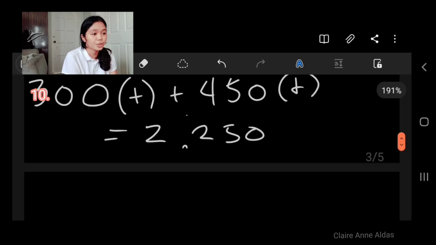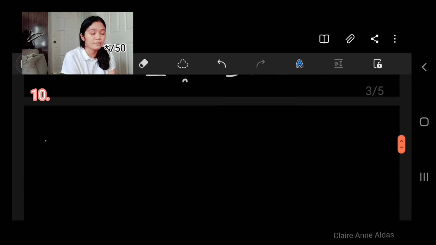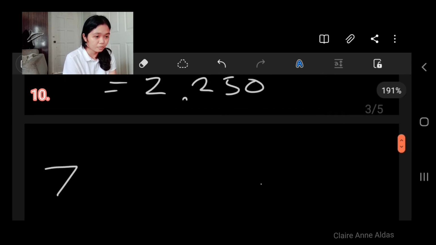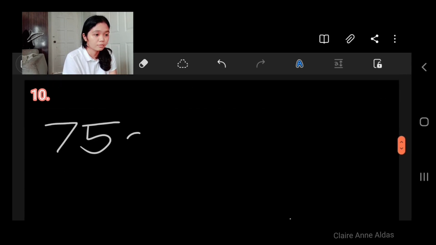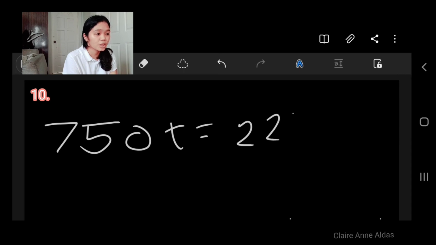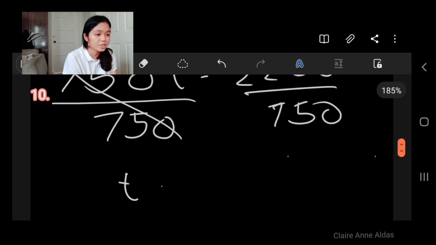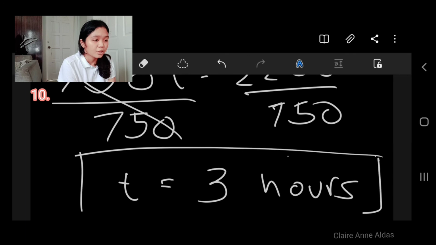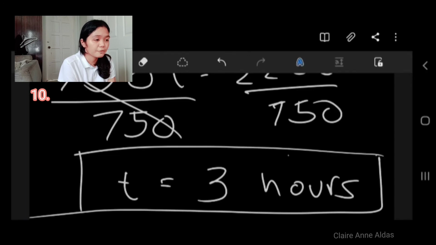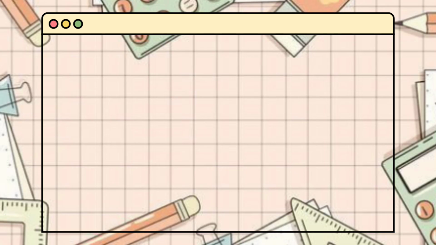300t plus 450t equals 750t equals 2,250. Divide both by 750 to get the time. Cancel 750, so the time would be 3 hours. Therefore, in 3 hours, the planes would be 2,250 kilometers apart from each other.